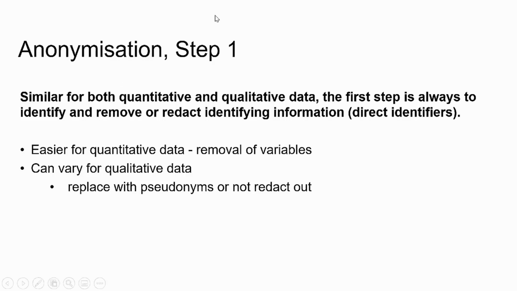Some people say it's easier for quantitative data because you remove a variable or two or three or four, and it can be more difficult for qualitative data, where we wouldn't necessarily delete it, but would replace it with pseudonyms. As Maureen pointed out earlier, we have that information loss, and the more information we have, the better, which also applies to quantitative, but I feel it's particularly the case for some qualitative studies.